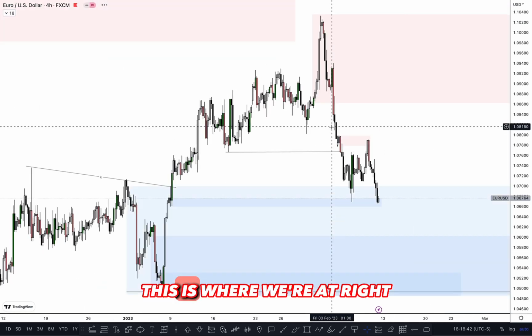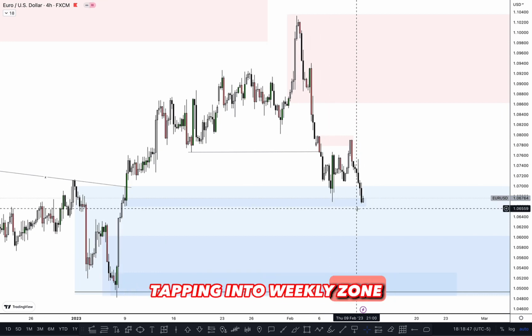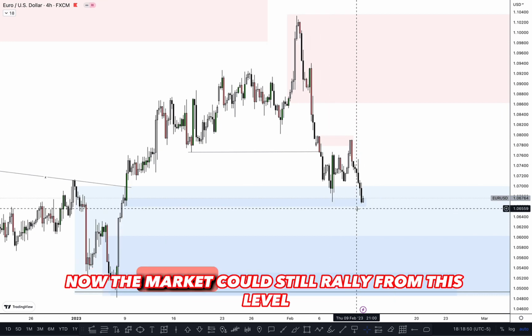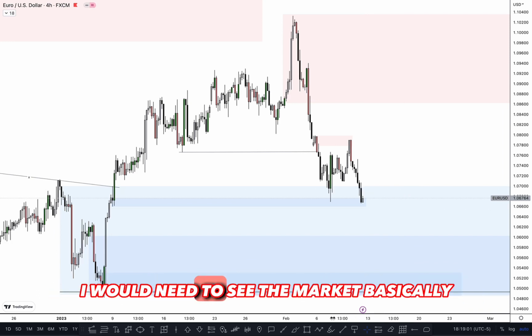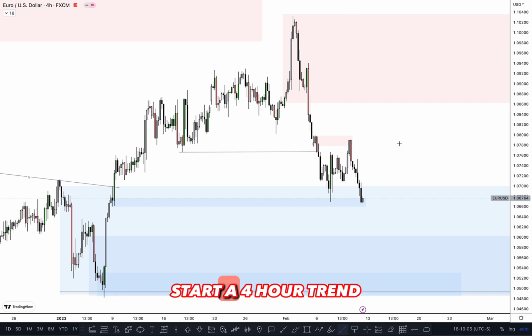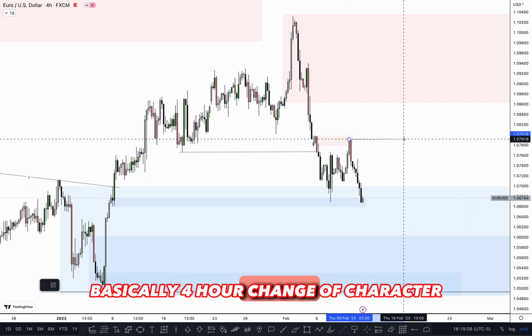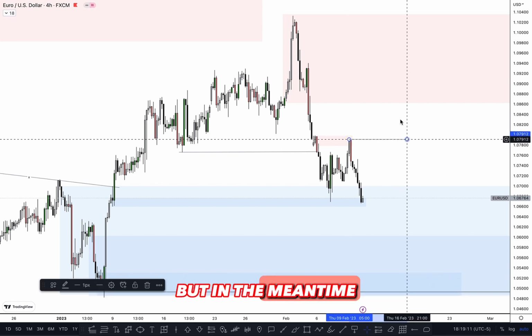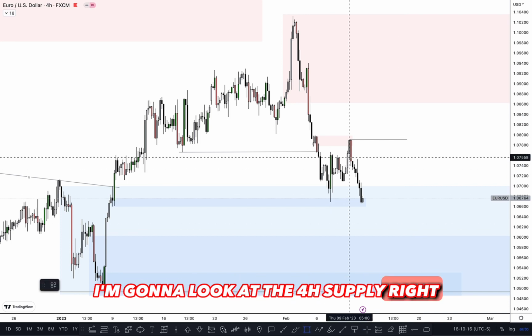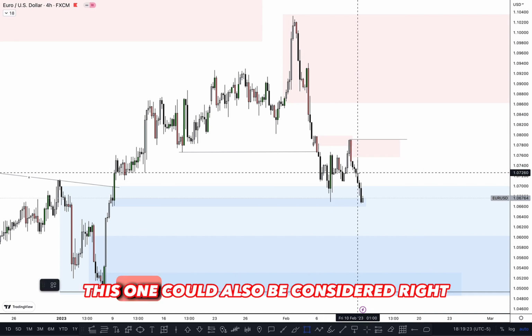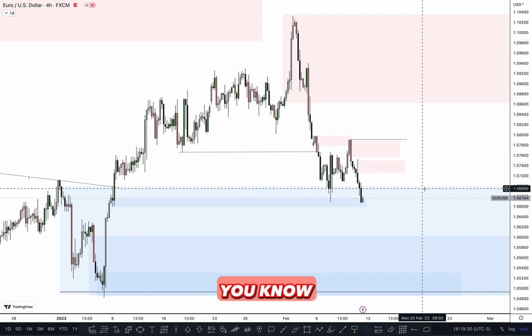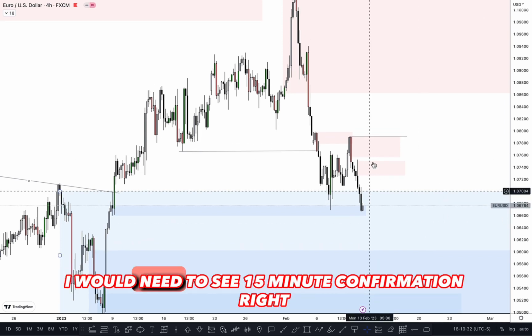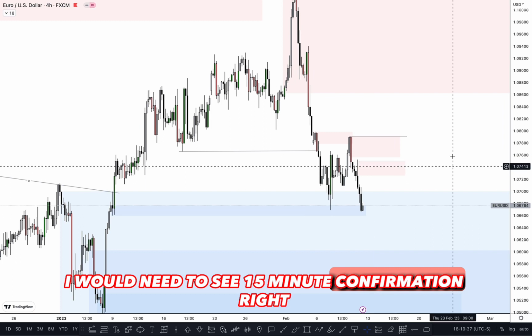Okay, so this is where we're at, right? Tapping into weekly zone, weekly demand. Now the market could still rally from this level, but in order to convince me to get in for longs longer term, I would need to see the market basically start a 4-hour trend, basically a 4-hour change of character. But in the meantime, I'm going to look at the 4-hour supply, right? This one can also be considered, right? Before executing from either one of these zones, I would need to see 15-minute confirmation, right?